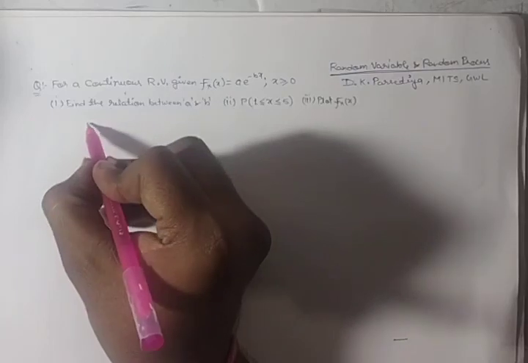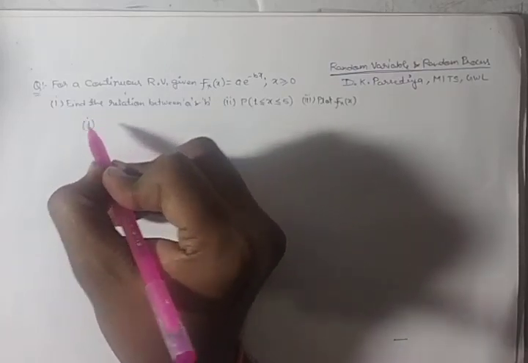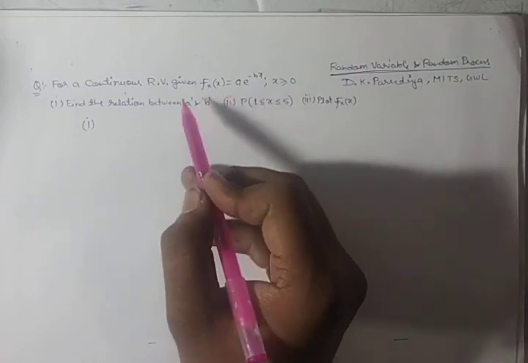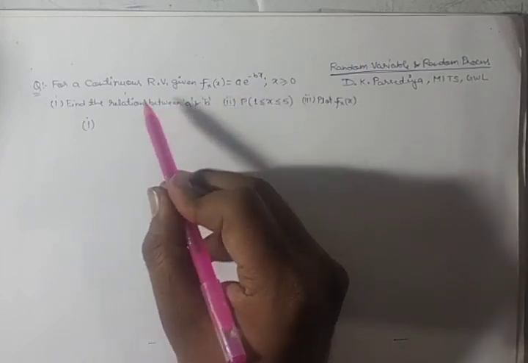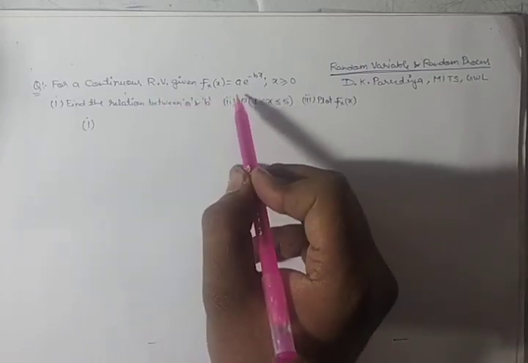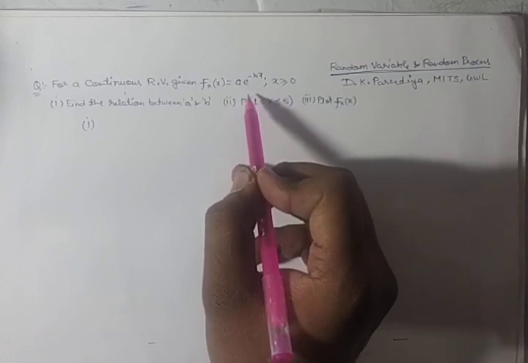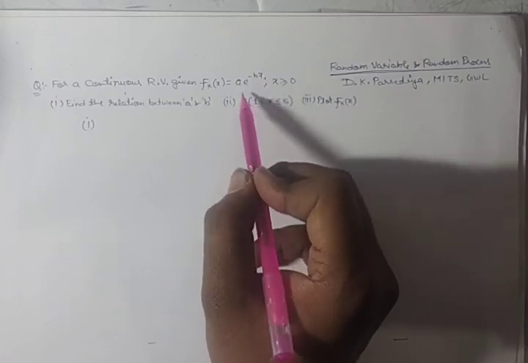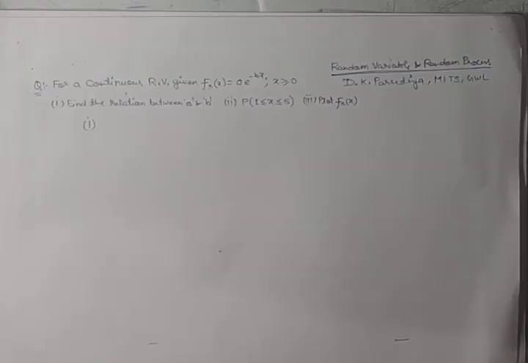So first is to find the relationship between a and b. Since we know that in the question we have a probability density function, and we know the area under the probability density function must be equal to 1.